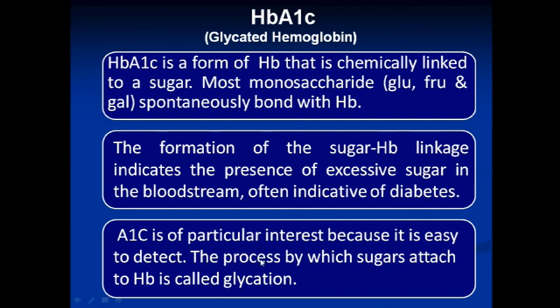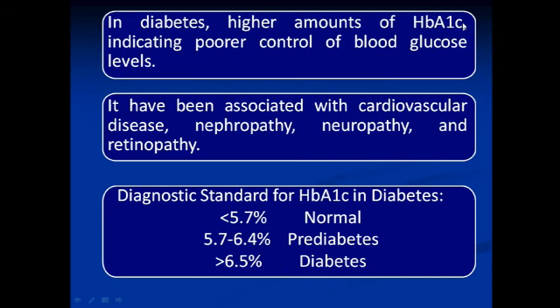Glycation is the process where glucose or other monosaccharides bind with hemoglobin when blood glucose is uncontrolled for a long time. Glycated hemoglobin indicates poorer control of blood glucose level. It has been associated with cardiovascular disease, nephropathy, neuropathy, and retinopathy.